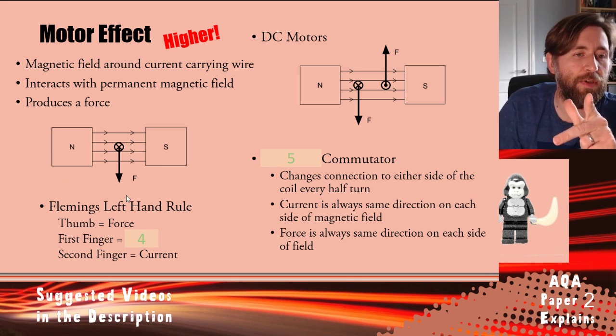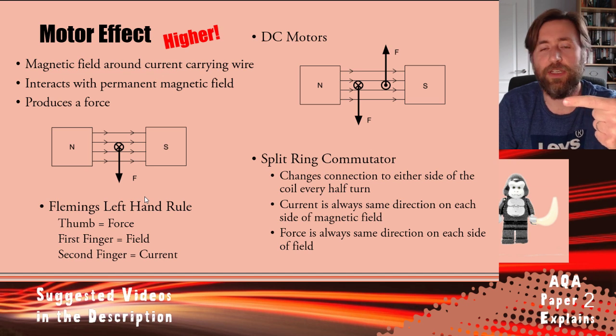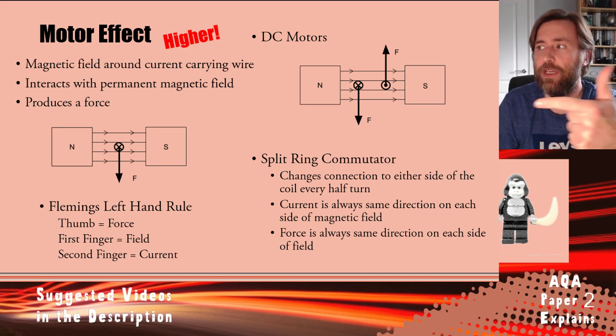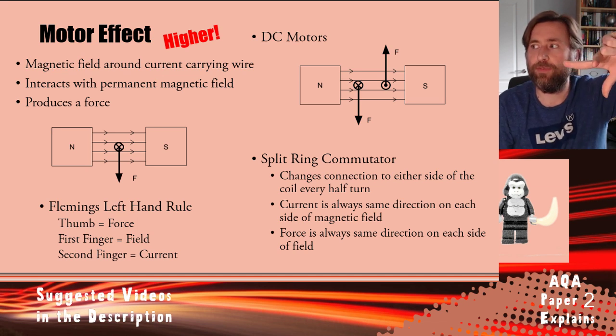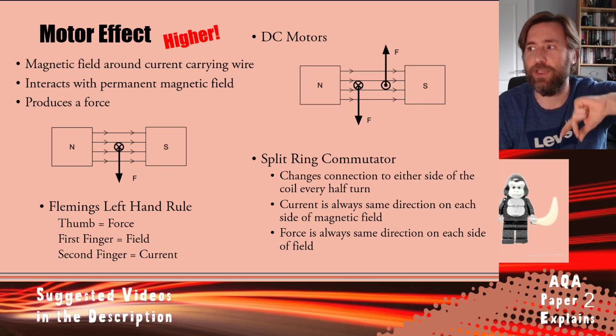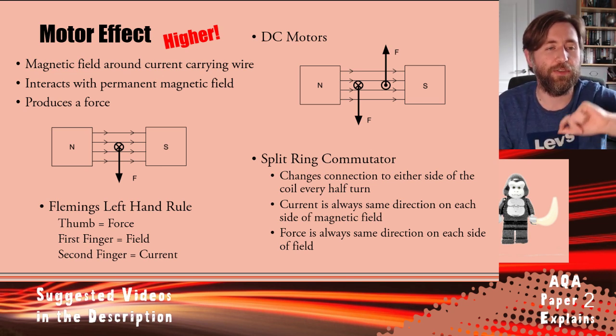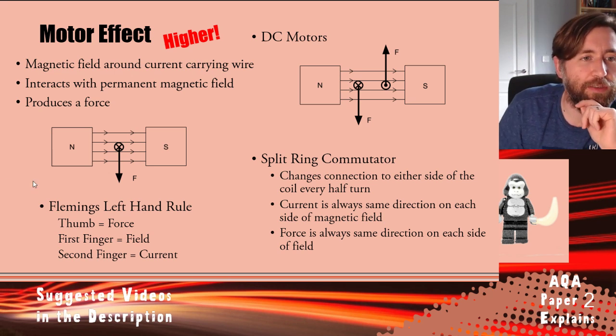Fleming's left-hand rule is thumb is the force, the first finger is the field, and it points from north to south, and the second finger is the current. Now in this case, I have a cross, so I have current going into the screen, as you're looking at a screen that's just like the one in front of me. If you do that with your screen in front of you, you should see the force, the thumb, is pointing downwards. So that's this one over here.